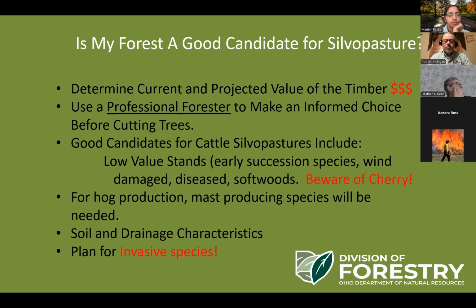So some good candidates, if you're just experimenting with silvopasture or want to get into it, you might look for low value stands on your property that maybe have some early succession species growing. In other words, you're a long ways away from having a very high value timber sale. So that might be a good place to experiment and learn how these systems work before you make a mistake. If you have wind damage stands, that might be another option to salvage some of that and make pasture out of that. Diseased, or certainly softwood stands that are low value, that's another prime opportunity.